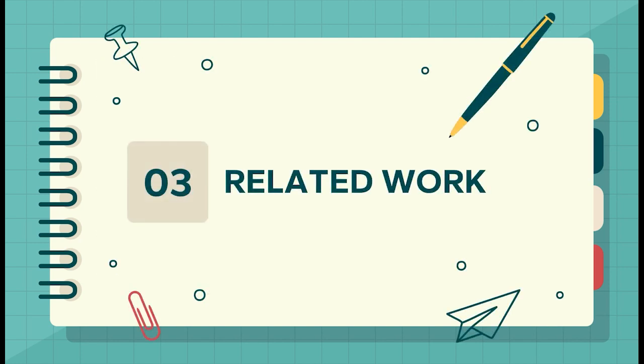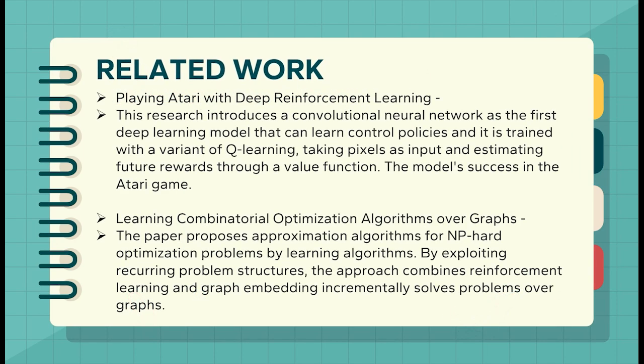Coming to the related works, these are the two papers which we have researched. The first one is playing a game with deep reinforcement learning. Here the first layer is a neural network and the next one is Q learning. We play the game using reinforcement learning, and that has given great success.